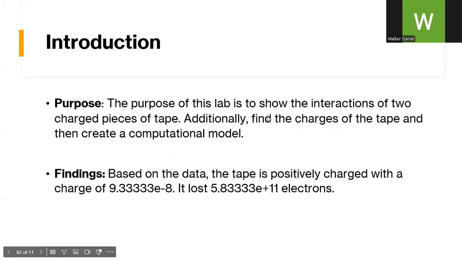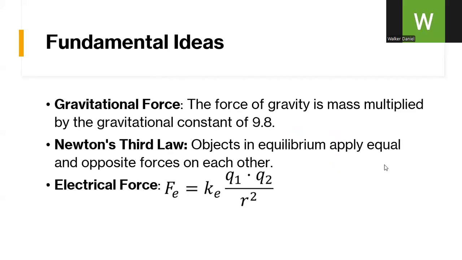Introduction. The purpose of this lab was to show the interactions of the two charged pieces of tape. Additionally, we had to find the charge of the tape and then create a computational model that also represents this. And a little teaser based on the data: the tape is positively charged with a charge of 9.3 repeating e to the negative 8, and it lost around 5.83 repeating e to the 11 electrons.